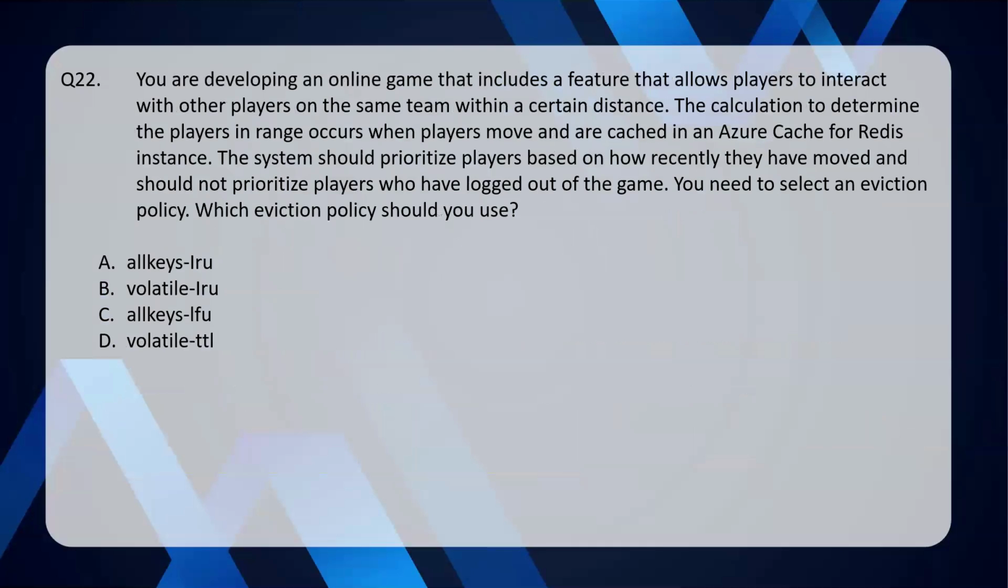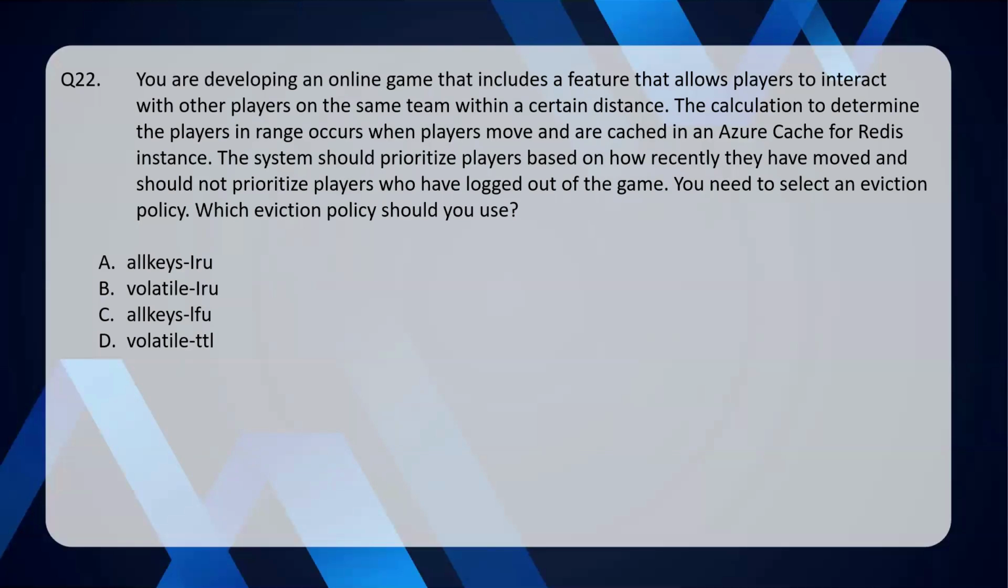Next question. You're developing an online game that includes a feature that allows players to interact with other players on the same team within a certain distance. The calculation to determine the players in range occurs when players move and are cached in an Azure cache for Redis instance. The system should prioritize players based on how recently they have moved and should not prioritize players who have logged out of the game. You need to select an eviction policy. Which eviction policy should you use?